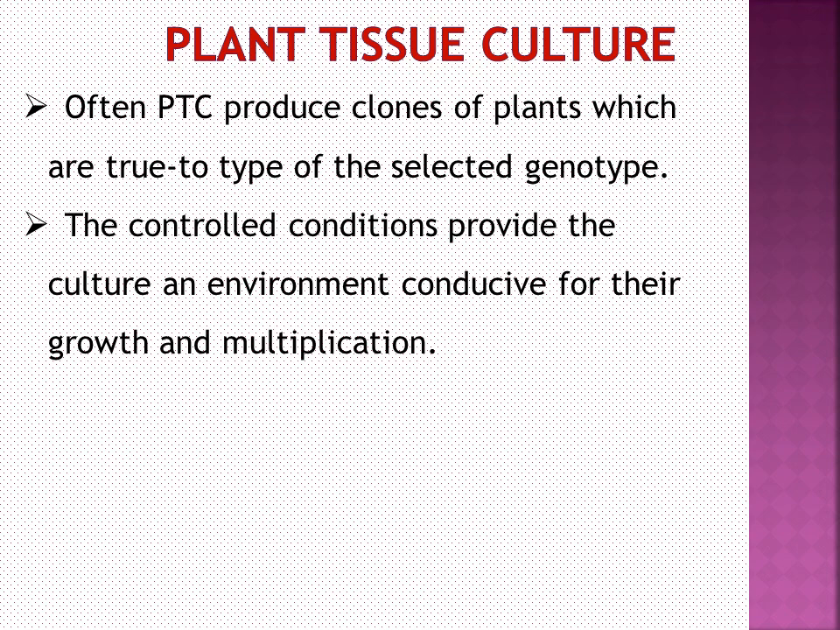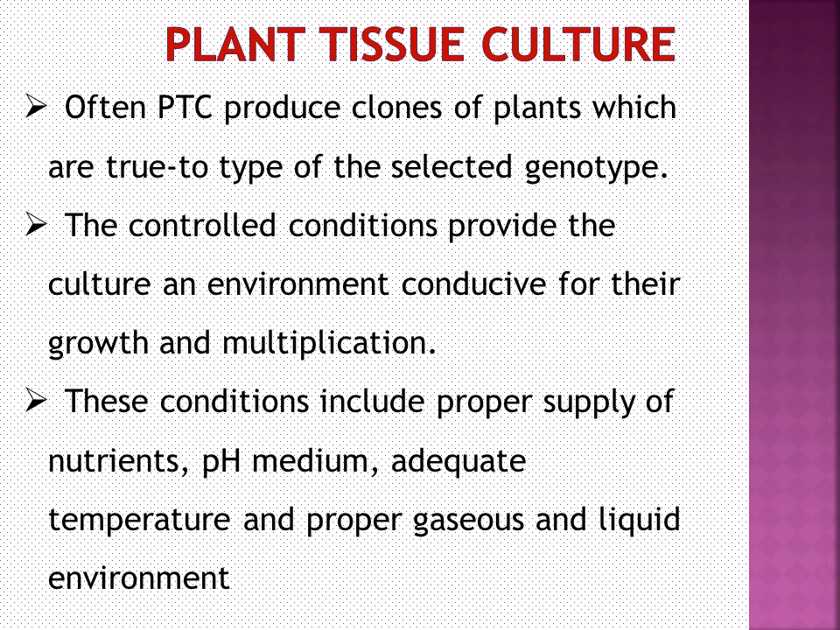The controlled conditions provide the culture and environment conducive for their growth and multiplication. This is very important. Unless the conditions are controlled, you cannot have proper plant tissue culture implemented in the laboratory. These conditions include proper supply of nutrients, pH, which is very important, adequate temperature, and proper gaseous and liquid environment. So we need to have proper control conditions for plant tissue culture.